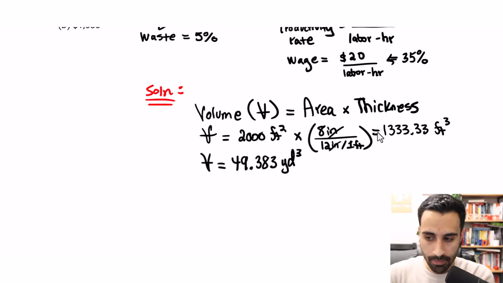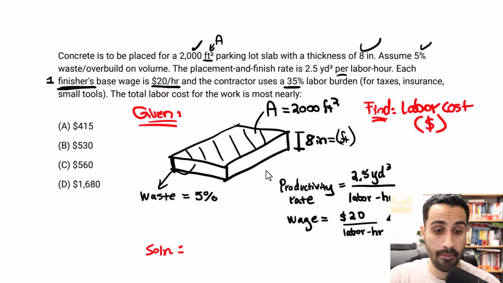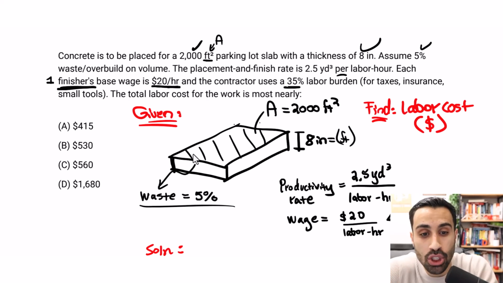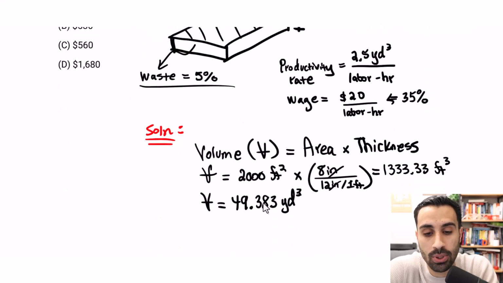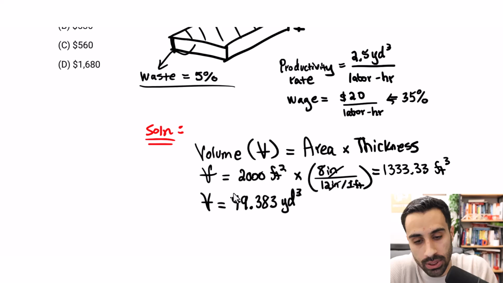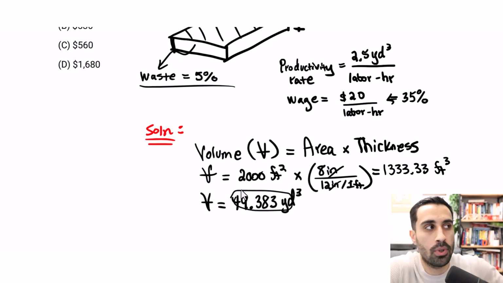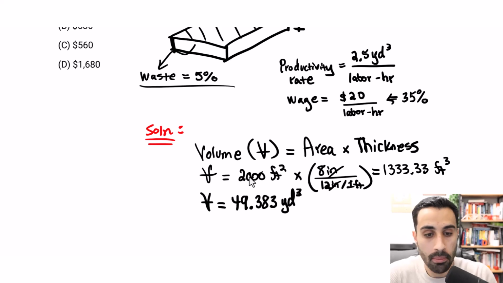Excellent. Next step, is this the volume? Hope you're saying no. We need the waste. So the waste is 5%. This is going to be 5% on top of this. 5% of this value will be a number, then you add it on this original value. That's what that's saying. But there's a different way to do this. I like doing it this way.